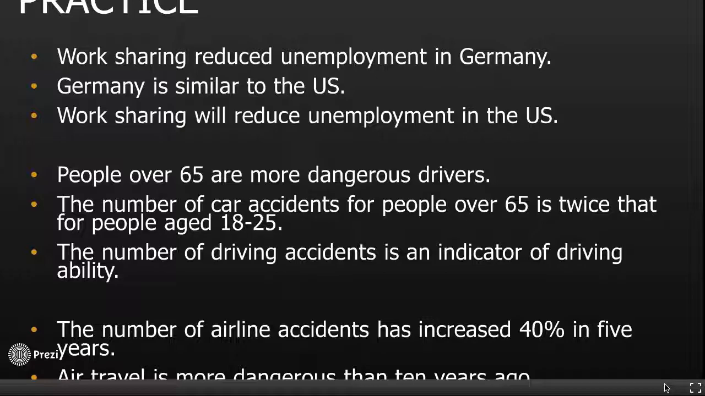Germany is similar to the U.S. No. Okay. The third bullet. Work sharing will reduce unemployment in the U.S. Nick, were you going there? That is the claim. The argument is work sharing is going to make unemployment less of a problem in the U.S. What is my evidence to suggest that work sharing will lower unemployment in the United States? Mackenzie? It worked in Germany.